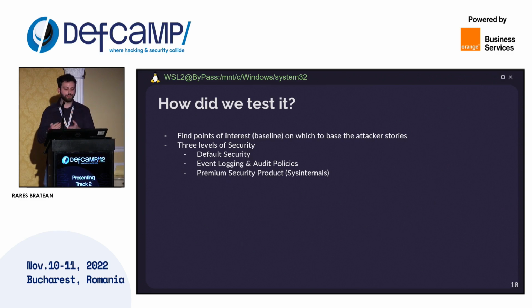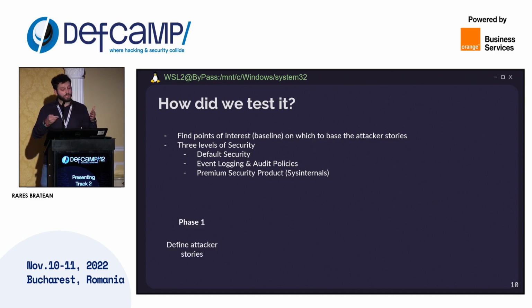And also what we can see inside the Windows environment. So we created 3 levels of security: default security, so whatever the Windows image comes with; event logging audit policies, so think about Windows Firewall, process creation, PowerShell; and then a premium security product. Unfortunately, we couldn't take an actual premium one, but we used Sysinternals to emulate this.